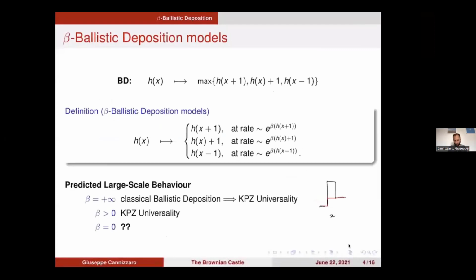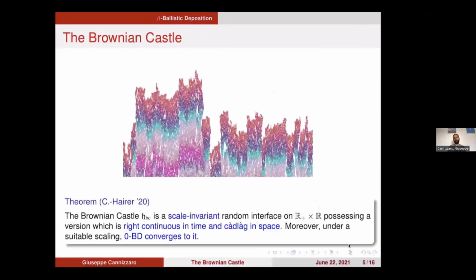So what's the goal of this talk? Well, the goal of this talk is to construct the scaling limit of the zero ballistic deposition. This process is new to our knowledge, and we called it the Brownian Castle. Well, because it's reminiscent of a castle. You can think of the life of a castle through history, very fast forward. So you have these turrets, and moreover, we are in the UK, so they are very proud of their castles.